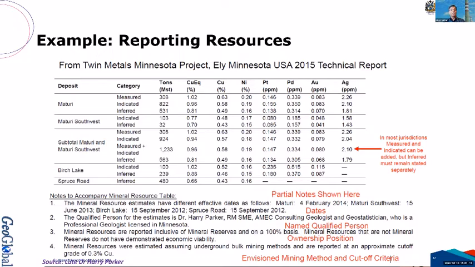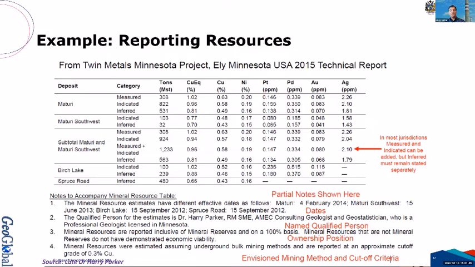However, what is really important, in addition to those numbers, are those 4 points down below the table. They are the qualifiers. It's not all the notes here, there's only partial notes shown here. It says what is the effective date for these numbers? That means resource numbers can change with additional information coming in. So what is the effective date? That's important. And the name of the qualified persons.